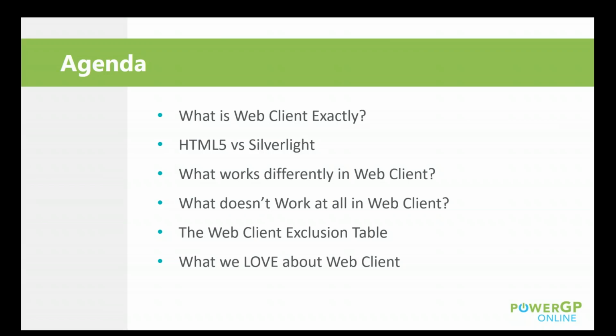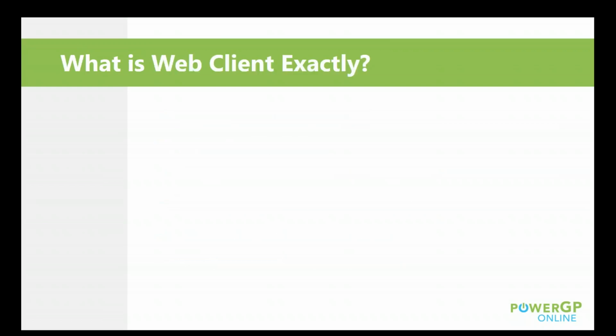Then I'm going to show you things that do not work in the web client. And so that's important to understand. There are a few things that do not work in the web client. We're going to then talk very high level about a technical thing called the web client exclusion table. We'll talk about what that is and how you can get beyond it. And then I'm going to share with you what Ingevity loves so much about the web client and what I personally love about the web client.